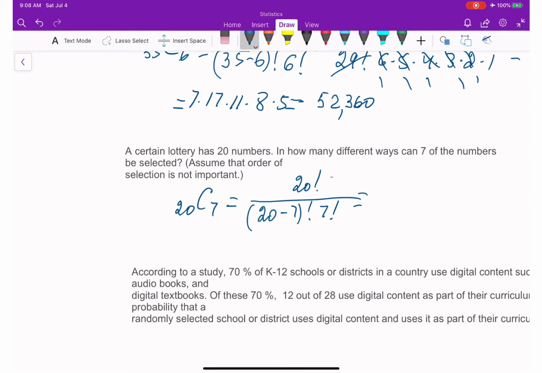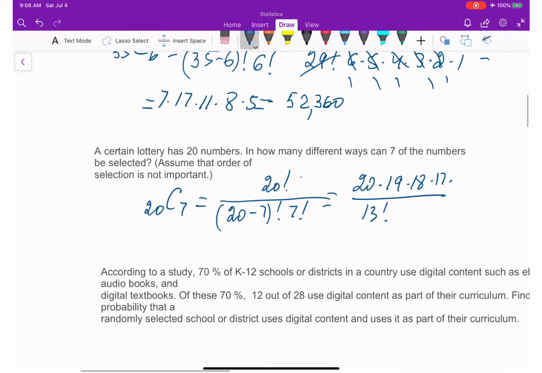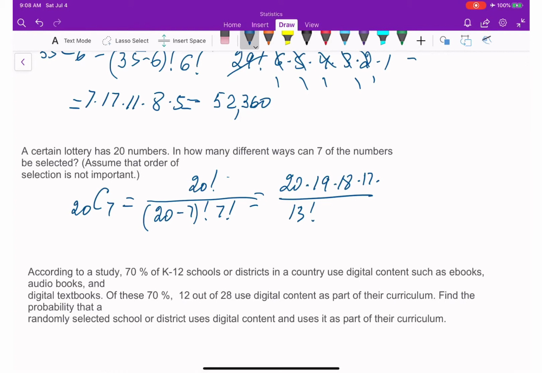That is equal to 20 times 19 times 18, and so on. How far do I have to go? 20 minus 7 is 13, so I have to go all the way down to 13: 17, 16, 15, 14, 13. Made it. Then 7, 6, 5, 4, 3, 2, 1. The 13 factorial cancels.